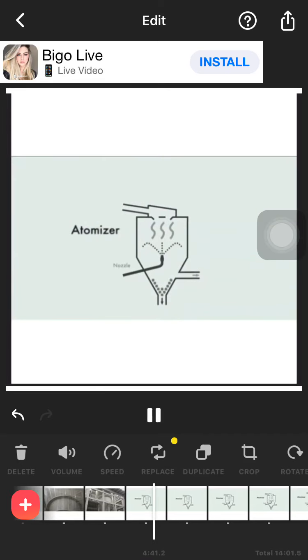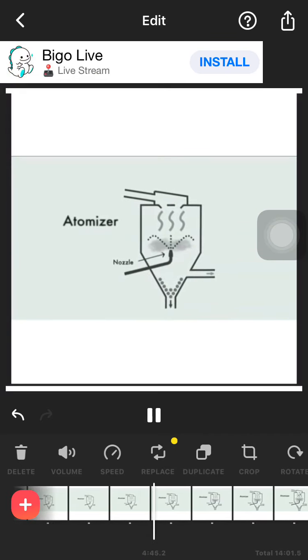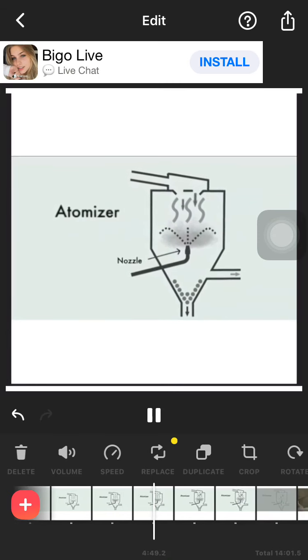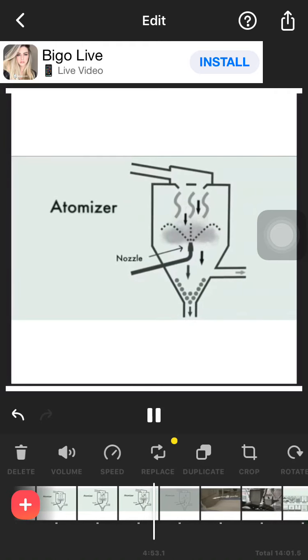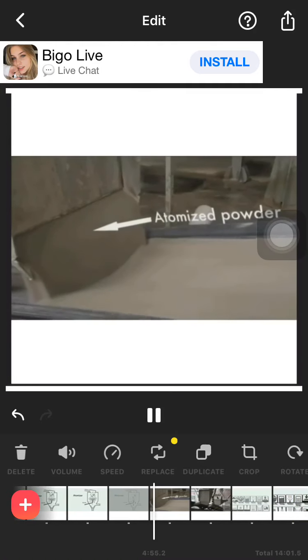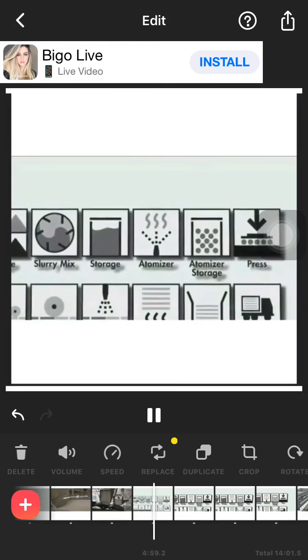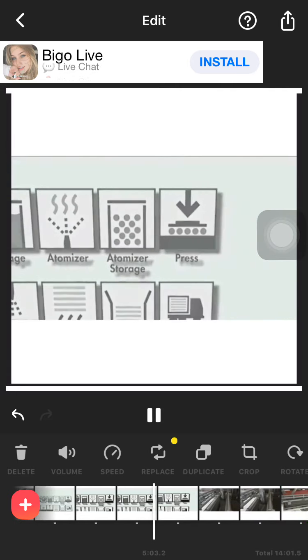The atomizer is equipped with a nozzle. The nozzle sprays the slurry into the middle of a large tank that is fed with a current of hot air. As the slurry becomes airborne, it rapidly dries to form atomized powder. The atomized powder is fed into a holding vat just behind the press.